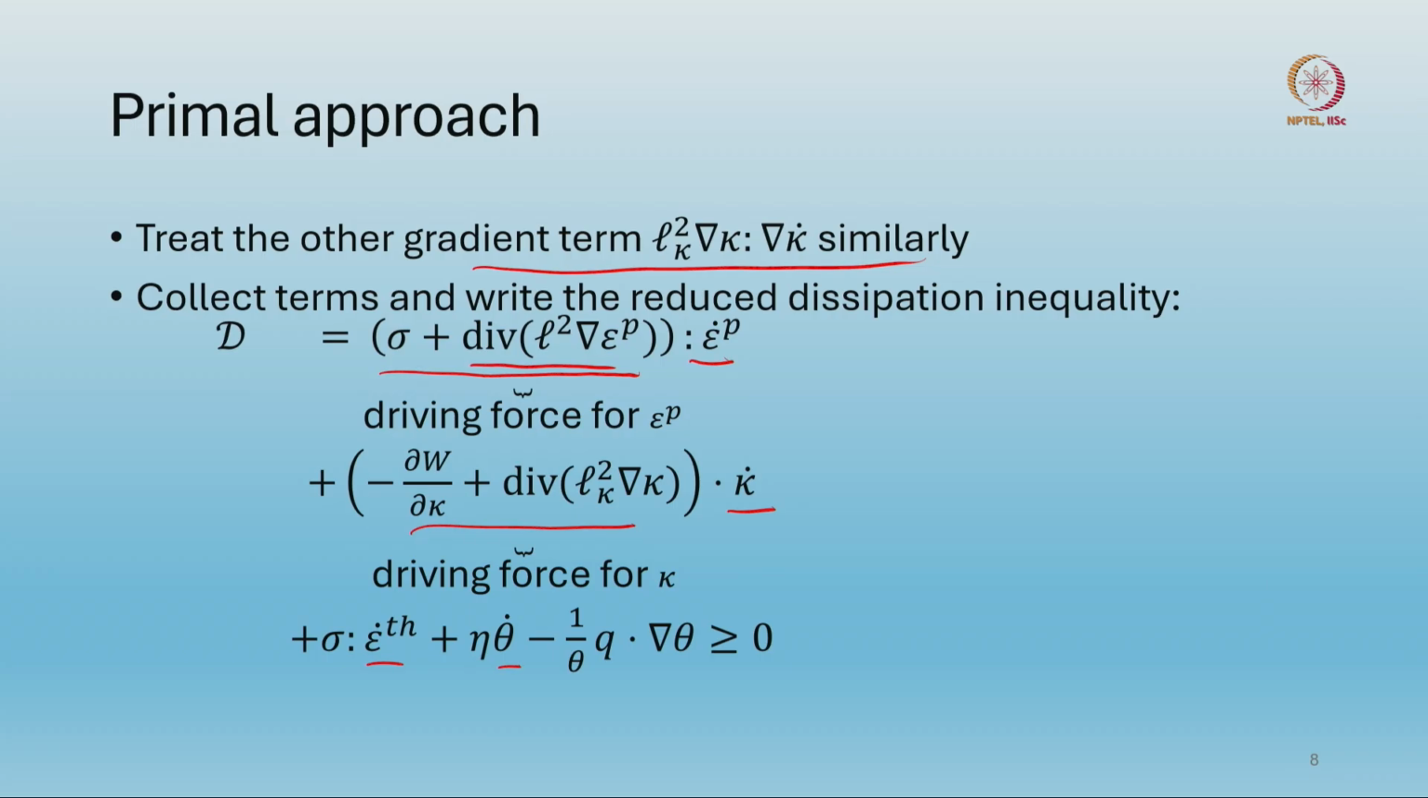So the driving forces corresponding to these two rates seem to have a different structure now. They have a structure in which a second order derivative is coming in. Why second order? Because grad epsilon p already has a first order derivative, and this divergence outside adds another order. So this is a second order derivative in epsilon p that comes in. Similarly you can argue for the hardening term.